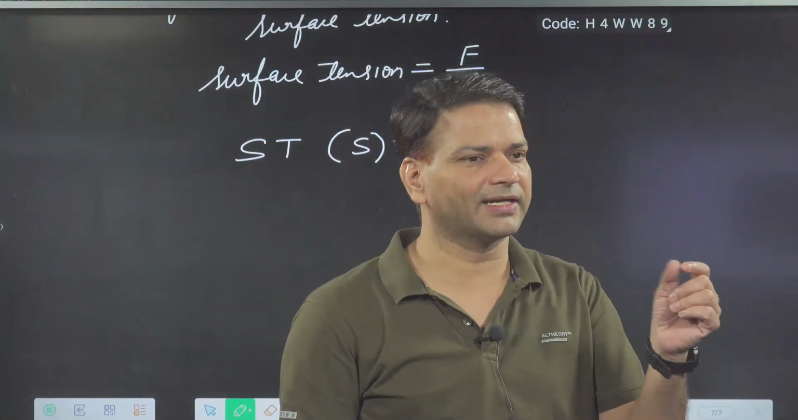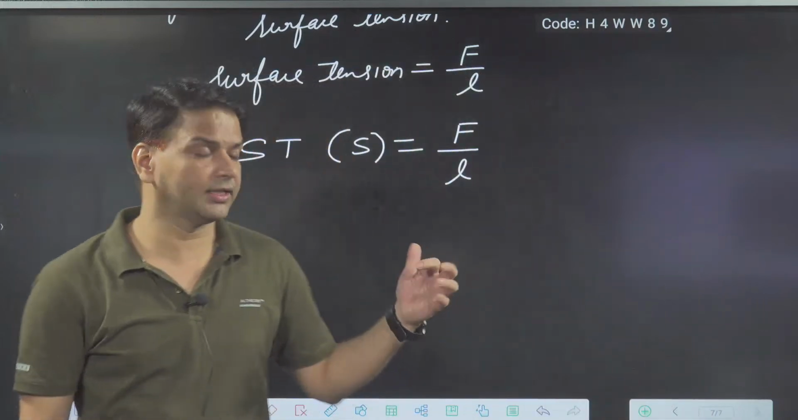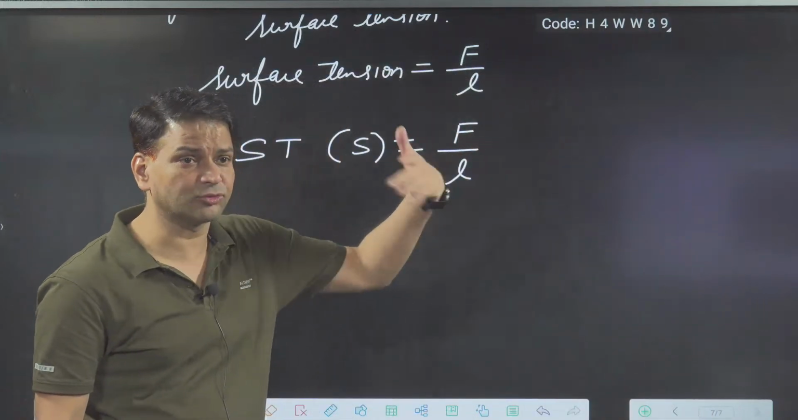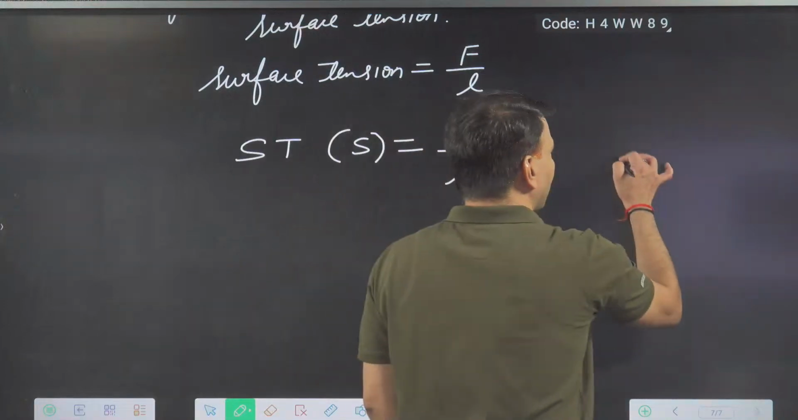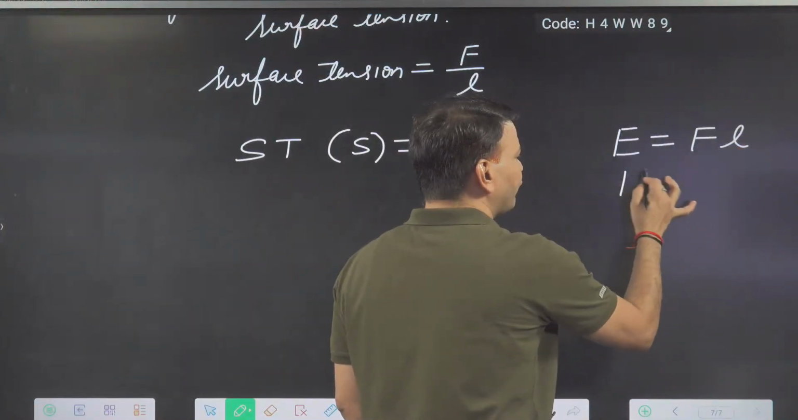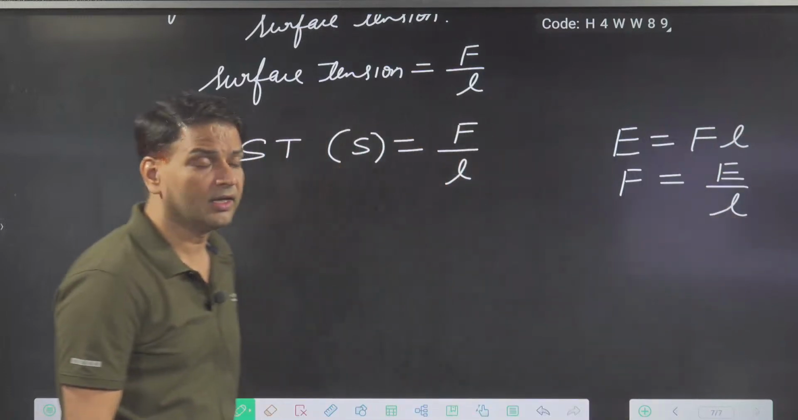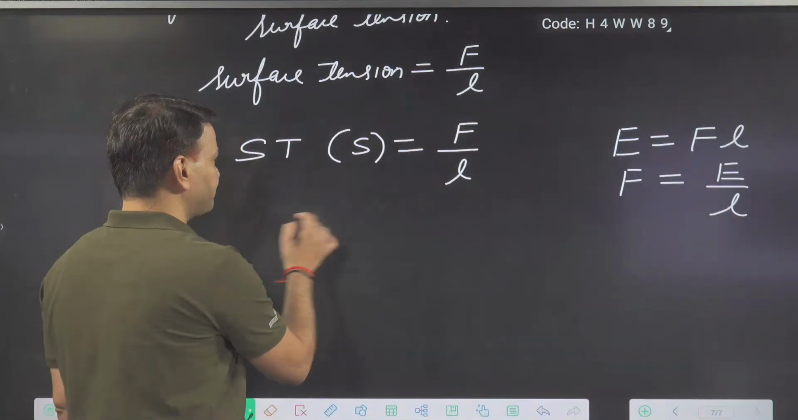So energy I can write as F into L. Here force is there in the formula, so I need the F in terms of energy. So what is the F? Energy, I can write E is equal to F into L. So F, what can I say in terms of energy? E by L.